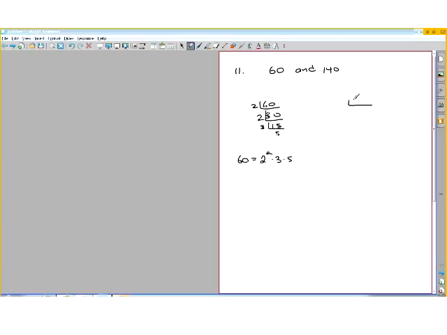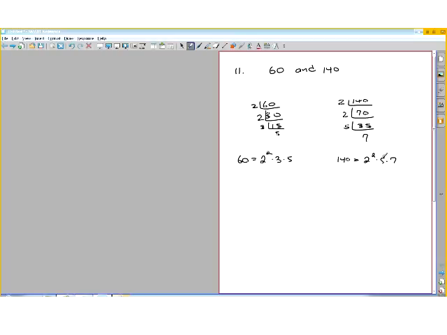And we could do the same thing for 140. So we divide by 2 until we get an odd number. Then we try 3. 3 doesn't work. Then 5 does work. 35 divided by 5 is 7. So these are all the prime numbers. So we have 140 is 2 squared times 5 times 7. Okay, so that's step 1.